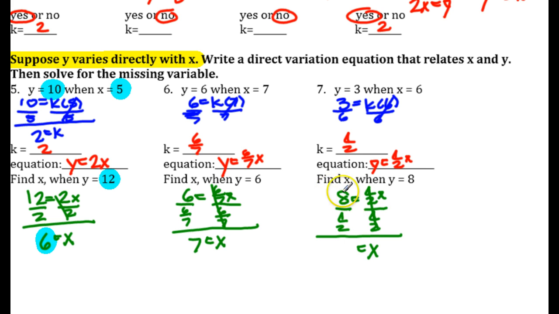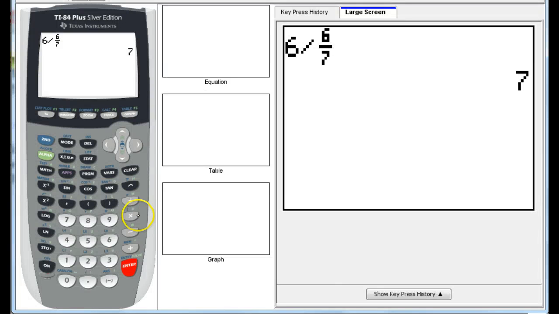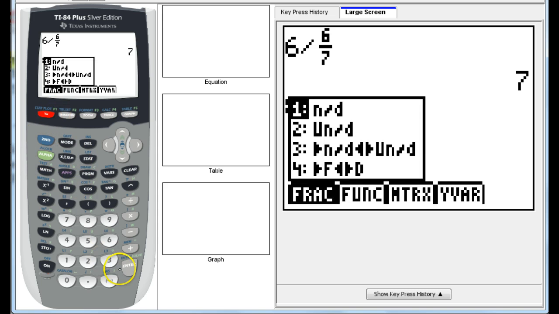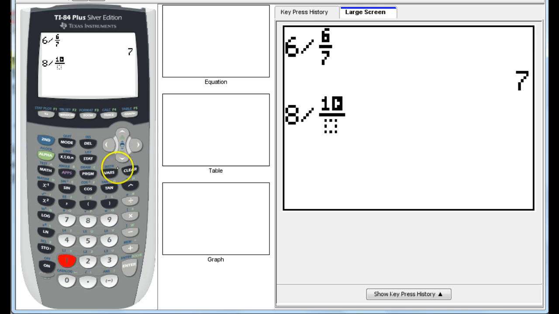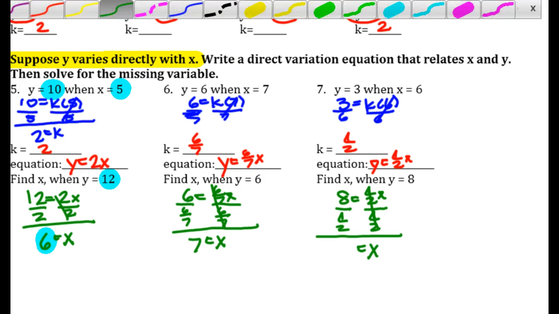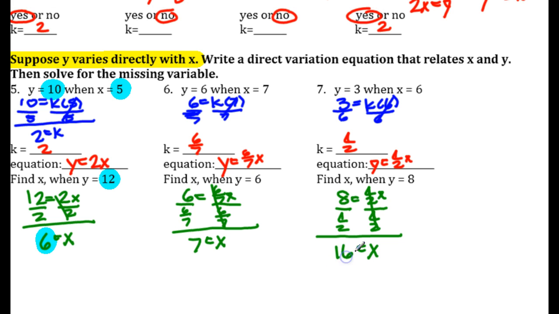Let's go to our calculator. 8 divided by 1/2. Okay? Do this with me so you get comfortable with it. 1 over 2. We see that it's 16. All right, so in this case, x is 16.